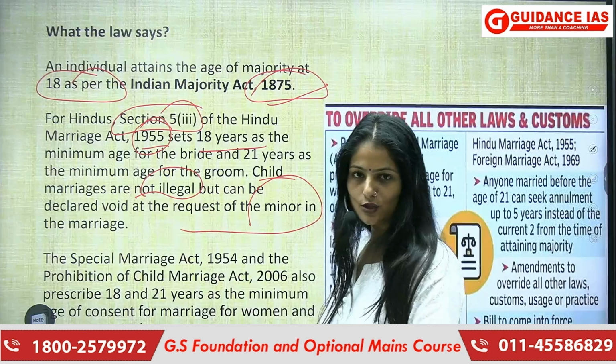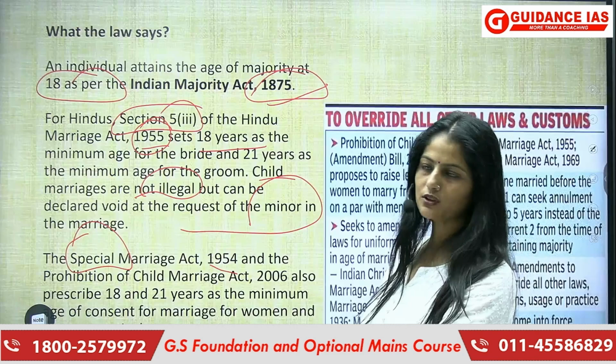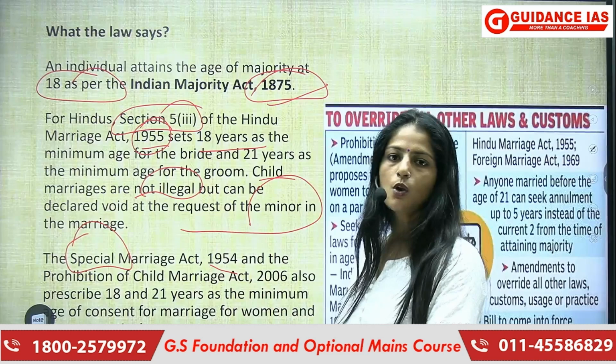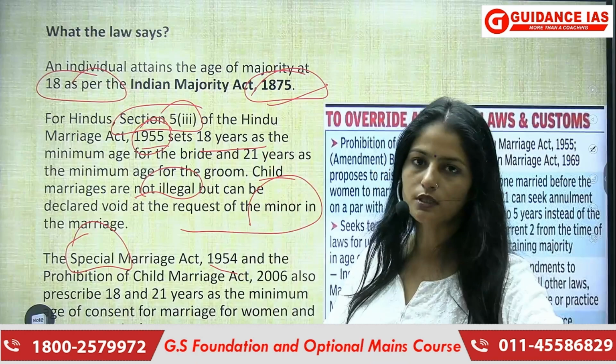Again, the Special Marriage Act of 1954 and the Prohibition of Child Marriage Act 2006 also prescribe 18 and 21. So these are some of the legal provisions I'm talking about, which prescribe this age of 18 and 21. If you have to go into the historical background and write about it, you can quote these acts and sections. That's what I am telling you.